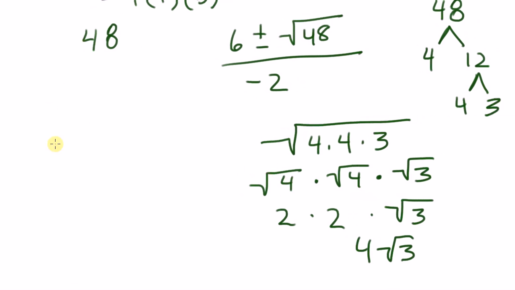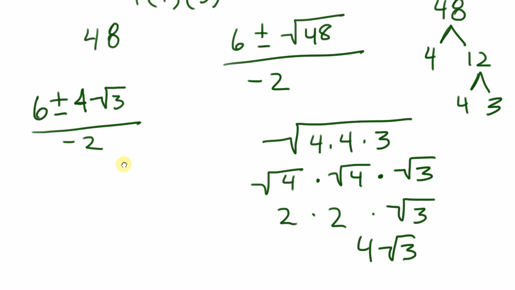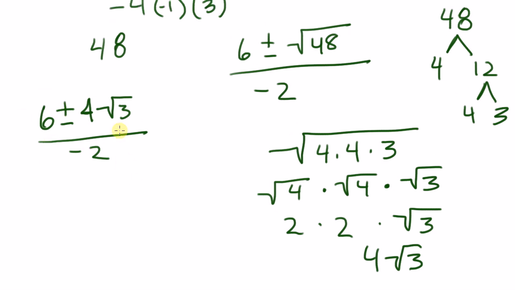So when I write my zeros, I'm going to have 6 plus or minus 4 times the square root of 3 divided by -2. Or you can bring the negative out front, however you want to do it. But if you do, make sure to put it in parentheses. Alright, so there are my zeros, and there are 2 of them.